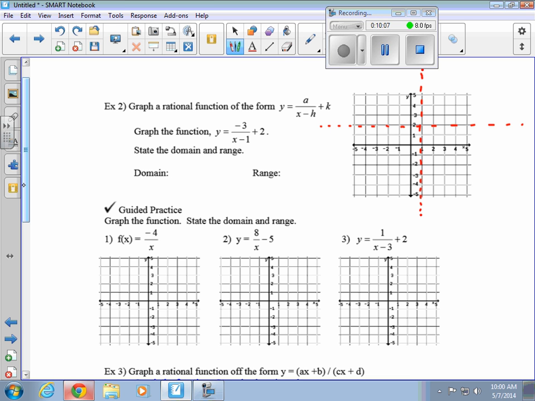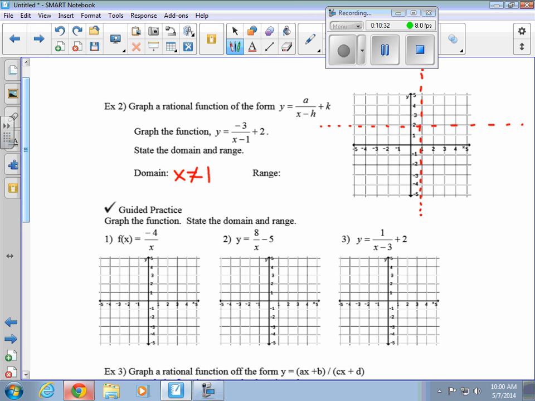Okay. Well, that's a good question. Will it change the domain and the range? Without even graphing this, you should know what the domain and range is, right? What can x not be? Can't be 1, right? Because that's our asymptote. So all real numbers except 1. How about our range?